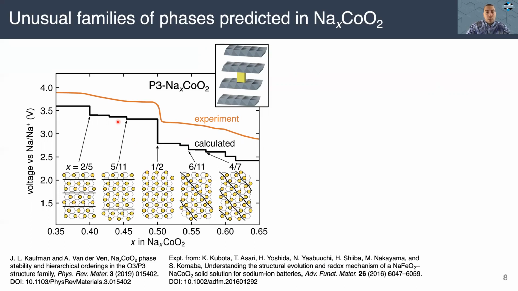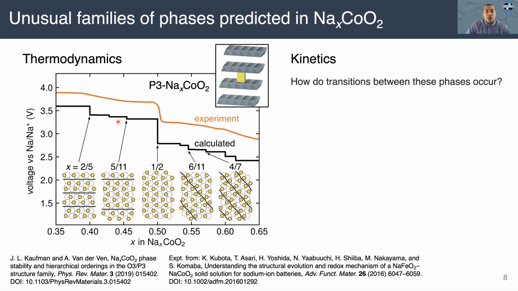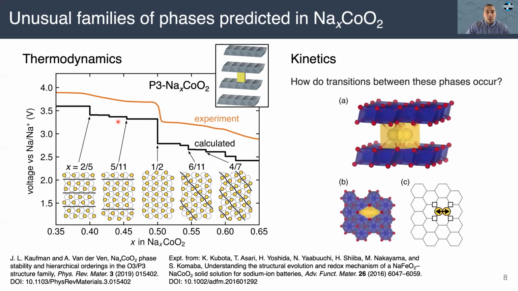So far, these results have focused on the thermodynamics or the equilibrium properties, but we're also concerned with kinetics, or how transitions between these phases occur. And this is dictated, in this case, by how the sodium are able to diffuse and rearrange themselves within the crystal. So in this P3 structure, the sodium are confined to these 2D layers, but they can hop directly between these trigonal prismatic sites, as shown here and illustrated here on the honeycomb network.